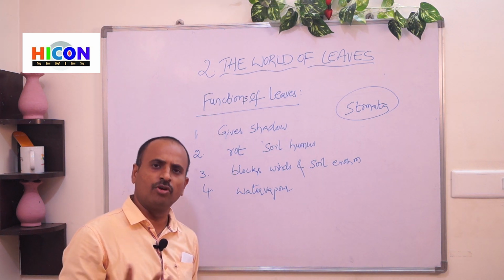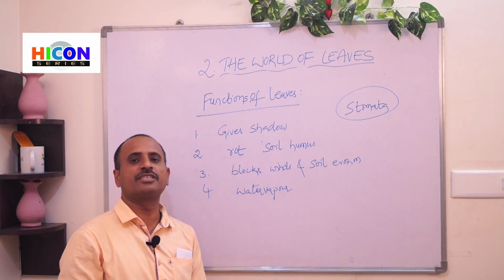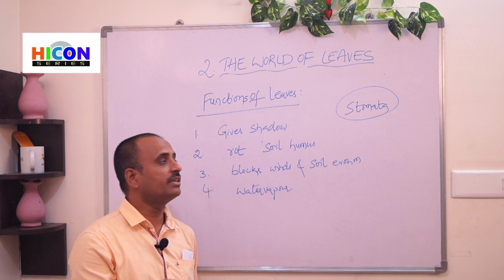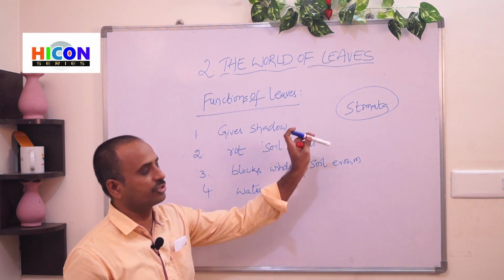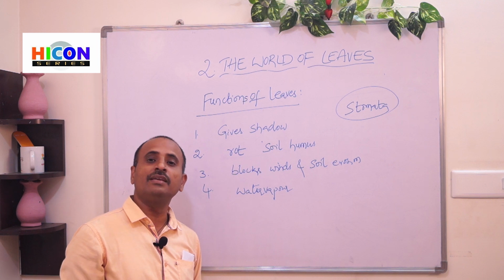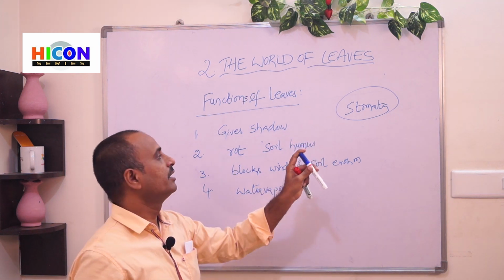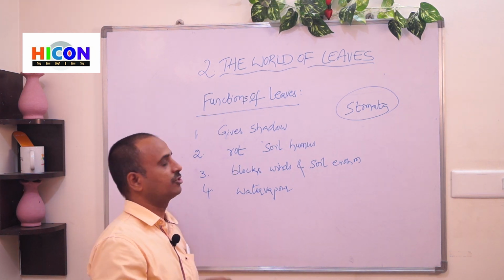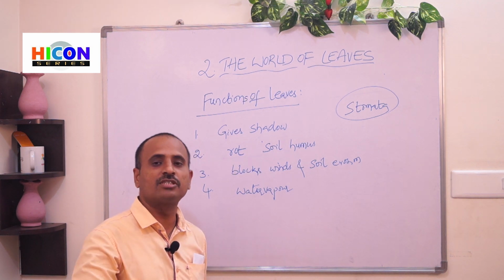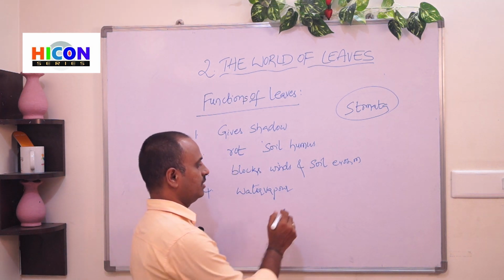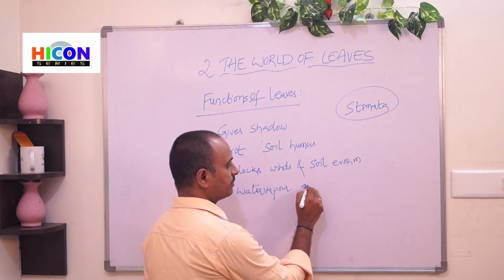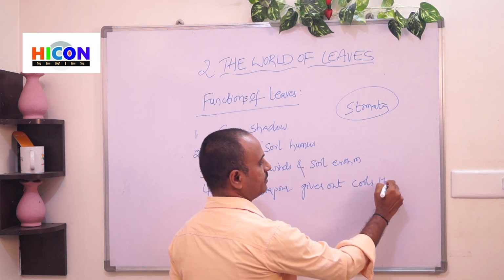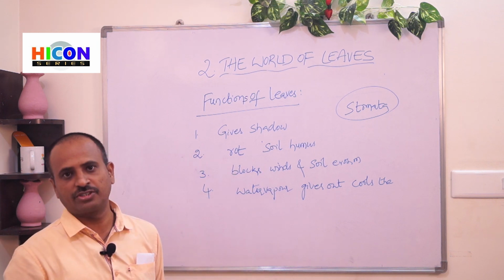Just like human beings have sweat glands on their skin, in the same way the plants also have some holes in their leaves. Those holes are called stomata, and the excess water comes out through the stomata into the atmosphere as water vapor. This water vapor comes out from the stomata of the leaves and cools the surroundings. So this is one more function of the leaves.